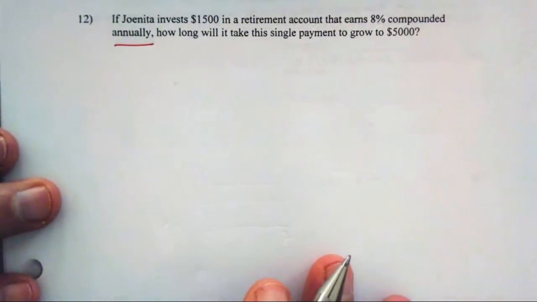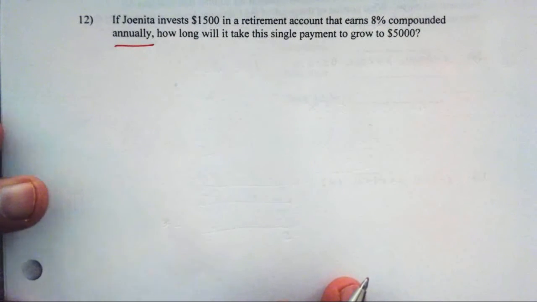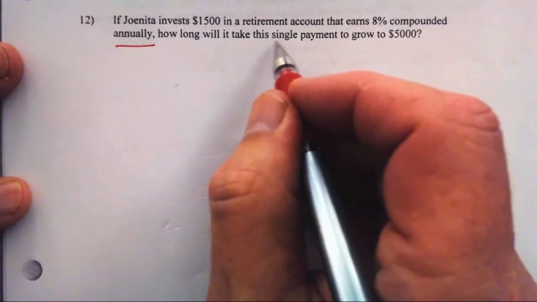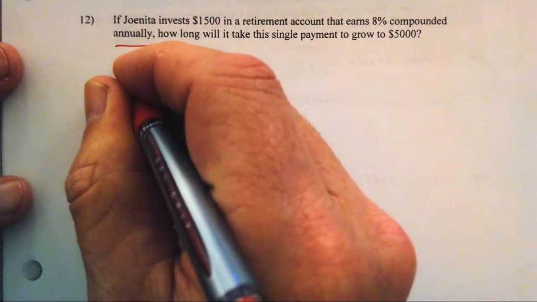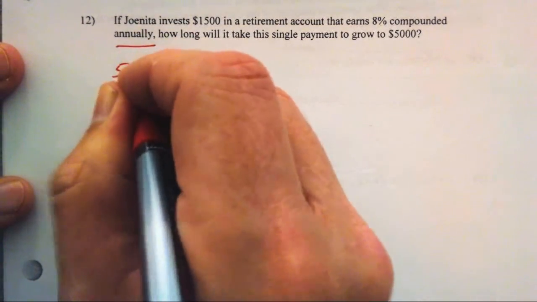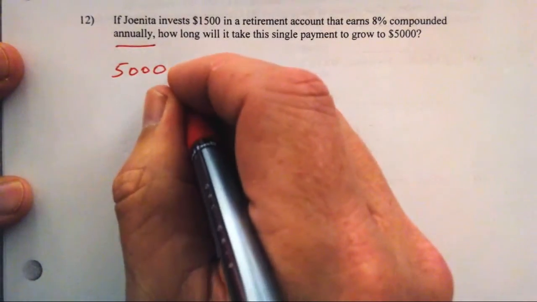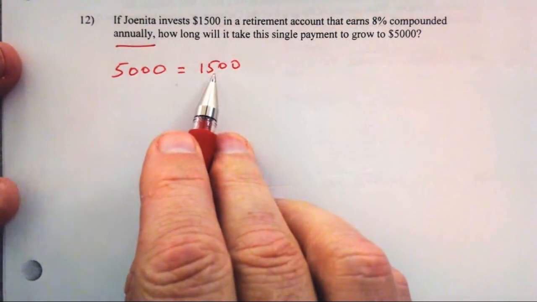If Jonita invests $1,500 in a retirement account that earns 8% compounded annually, how long will it take this single payment to grow to $5,000? So our amount at time t, we want to end up after some time, $5,000 equals $1,500, what we start with.